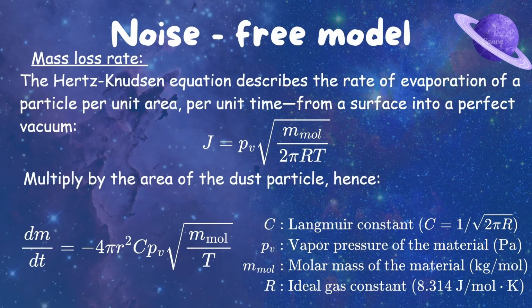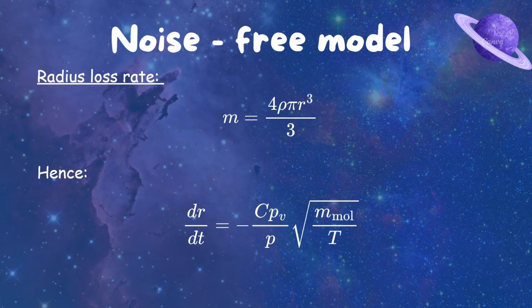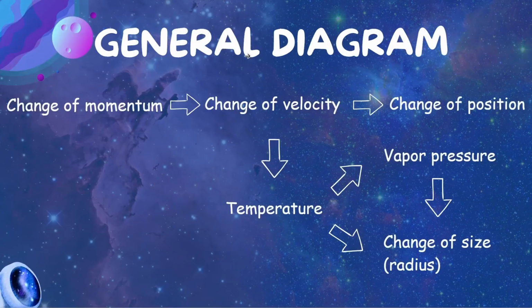The Hertz-Knudsen equation describes the rate of evaporation of a particle per unit area per unit time from a surface into a perfect vacuum. J is equal to the vapor pressure times the square root of molar mass over 2 pi times the ideal gas constant times T. Multiplied by the area of the particle, we have the mass loss rate. Because we assume the particle is a perfect sphere, the mass equals 4 times particle density times pi times radius cubed divided by 3. From the mass loss rate formula, changing to variable r, we have the change of radius as shown. To summarize all the equations we just mentioned, let's look at the general diagram.